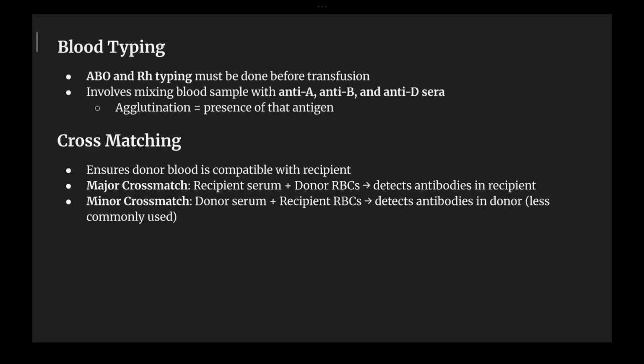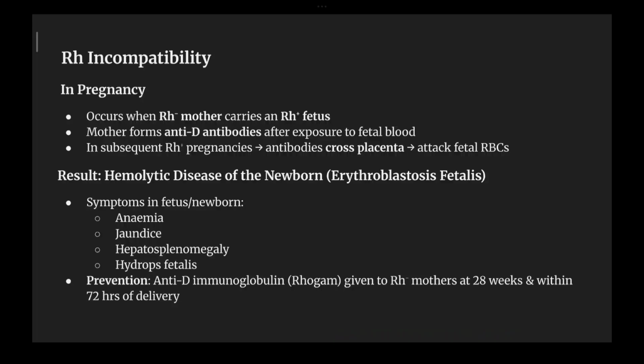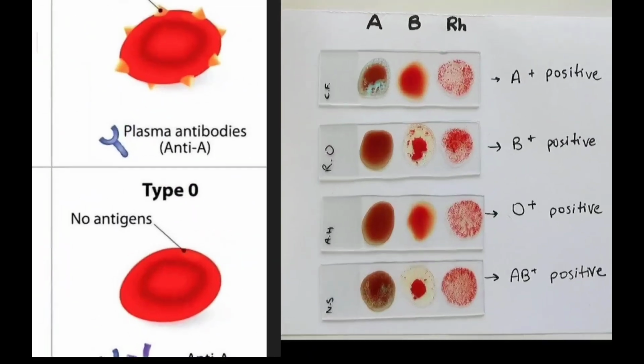Now for the Rh typing, if anti-D serum is added and there is a formation of agglutination, then it is Rh positive, otherwise Rh negative. So here is an image of how the agglutination looks.